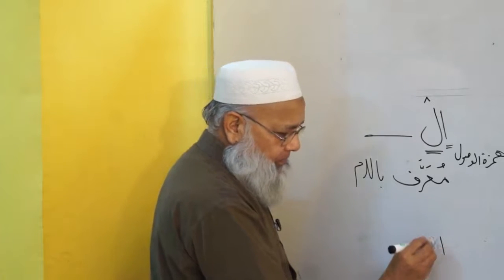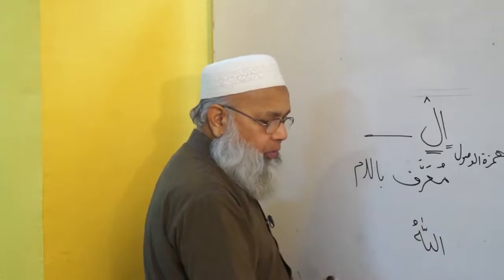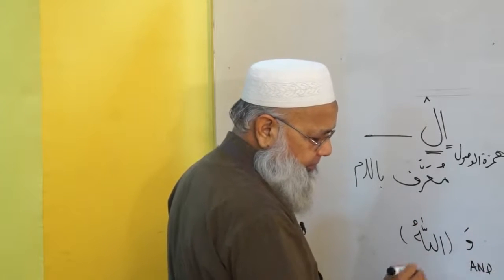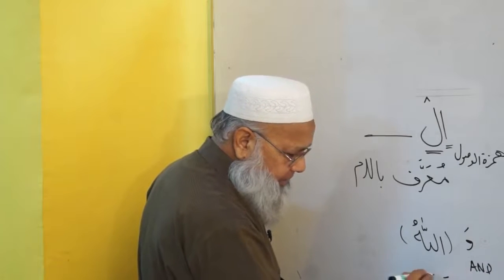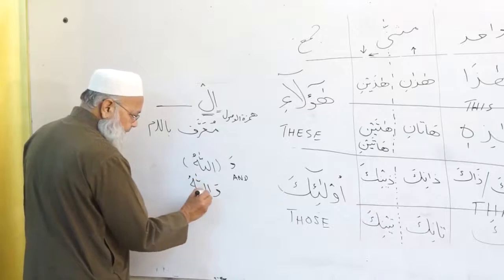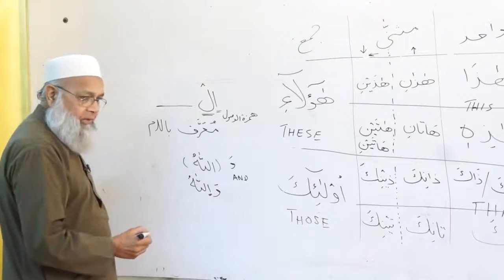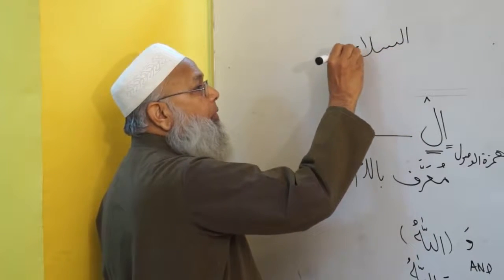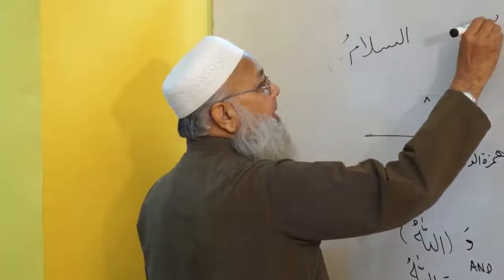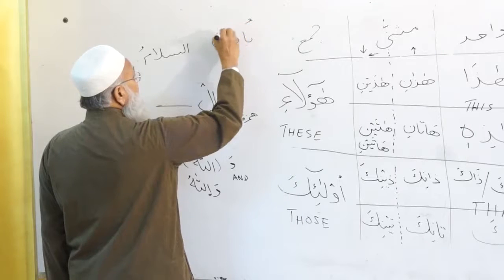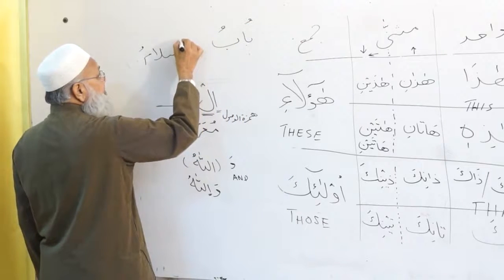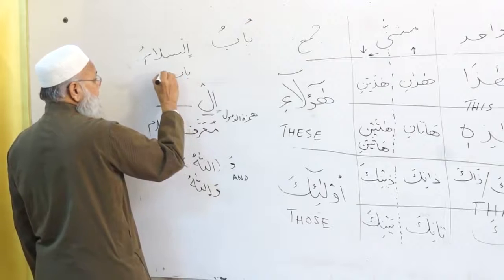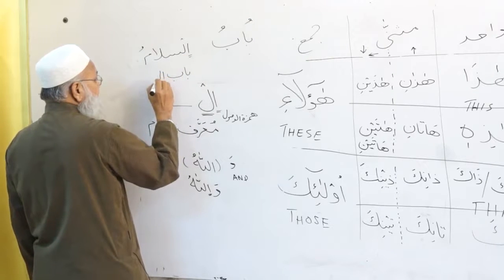For example, Allahu. But when you have a waw before this with fatha, it will be read as Wallahu. This hamza is just written as alif, but it's not pronounced. You have Assalamu, and you have the Bab as Mudaf: Babus Salami. So this ba directly joins lam, and alif is just written but not pronounced. So this is called Hamzatul Wasl.